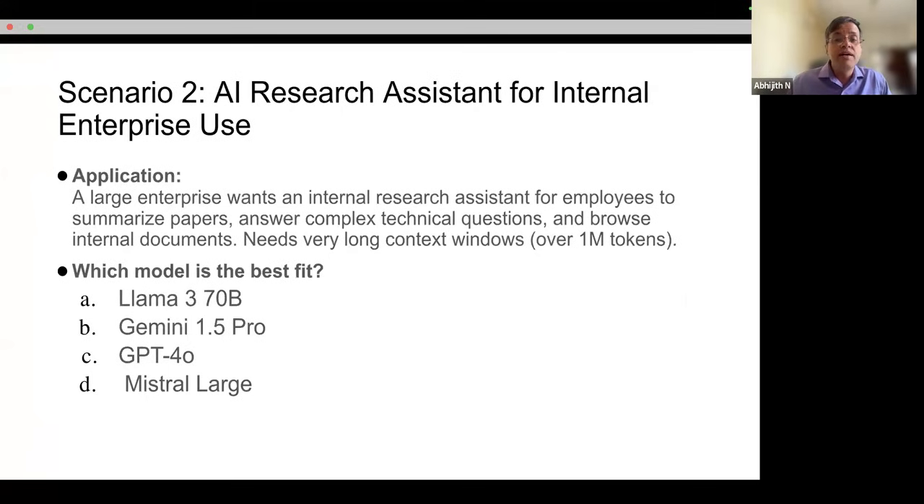Scenario two, AI research assistant for internal enterprise use, right? So here, let's look at the application. You're a large enterprise who wants to do internal research for employees and summarize papers. You're supposed to answer complex technical questions, browse internal documents. Unfortunately, these documents are big, so the need for context is fairly large, right? So which model is the best fit?